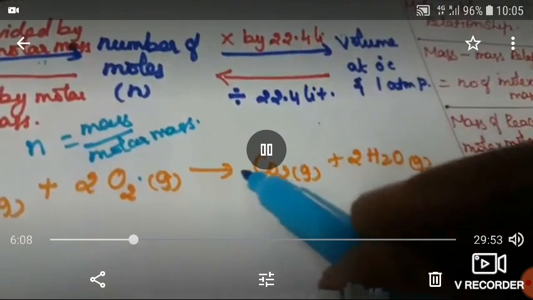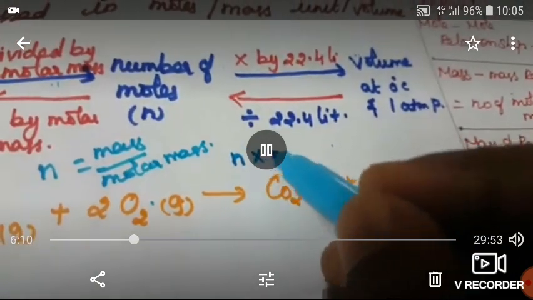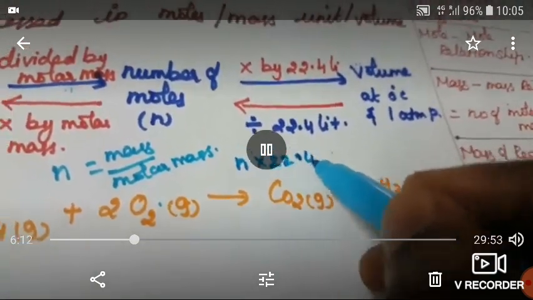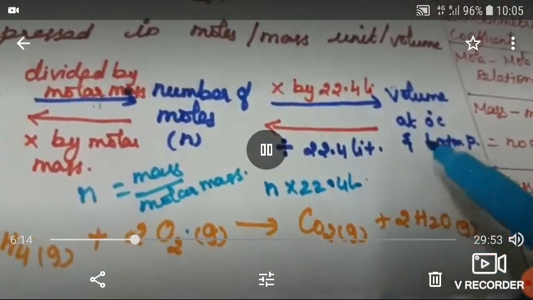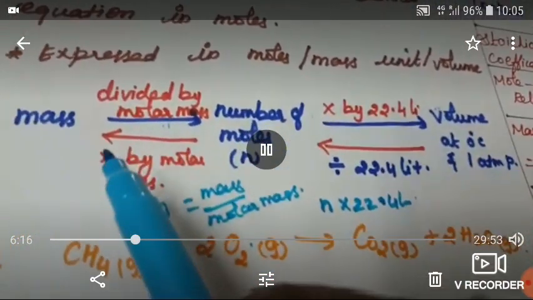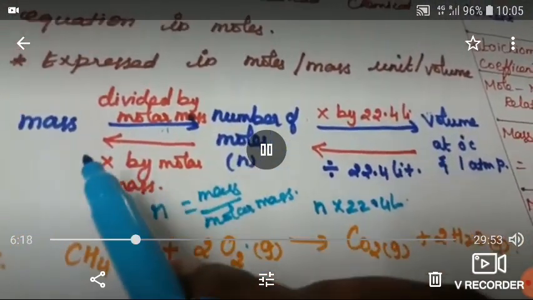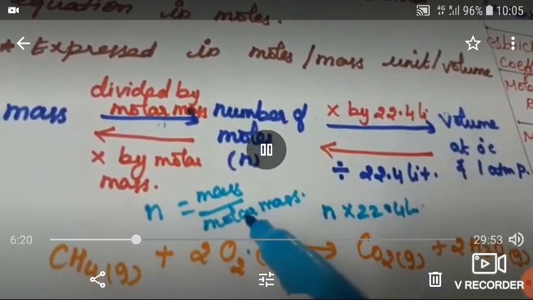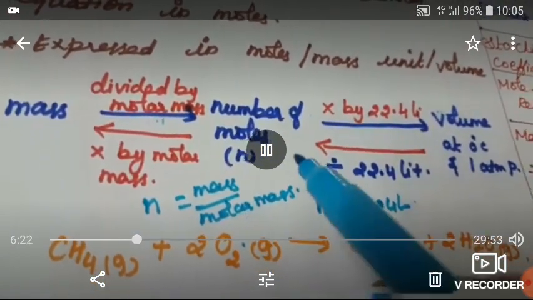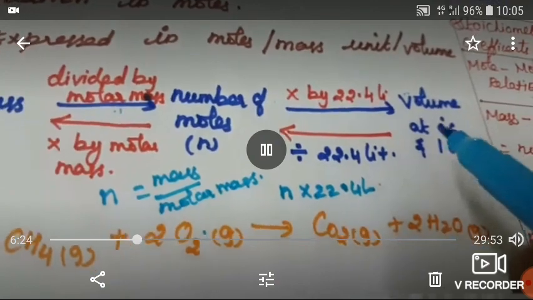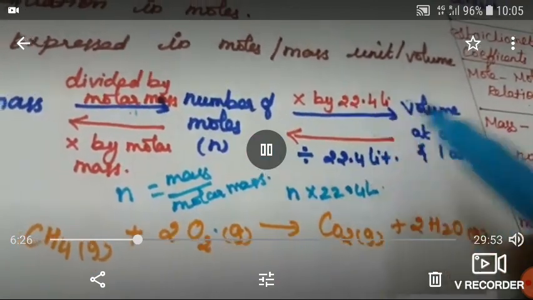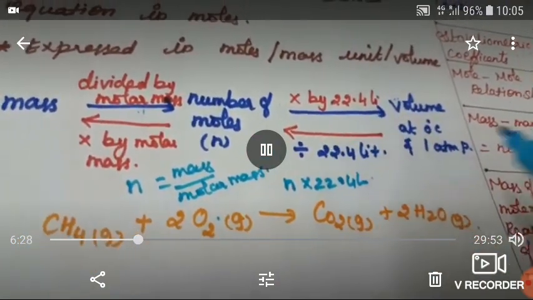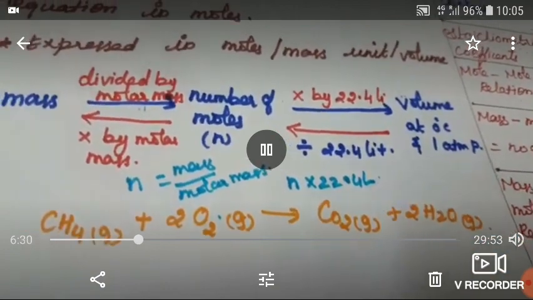One mole of volume is occupied by 22.4 liters. So that is n multiplied by 22.4 liter, that is equal to the volume. So the mass given is converted into number of moles by dividing by molar mass, that is n. n is equal to mass by molar mass, and then multiply by 22.4 liter. Number of moles is converted into volume means multiply by 22.4 liters.